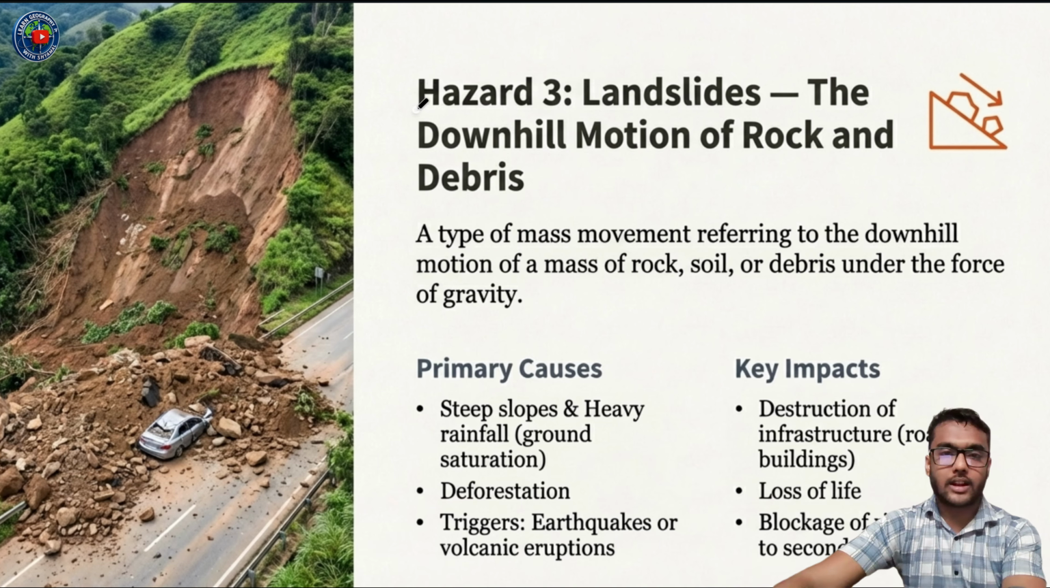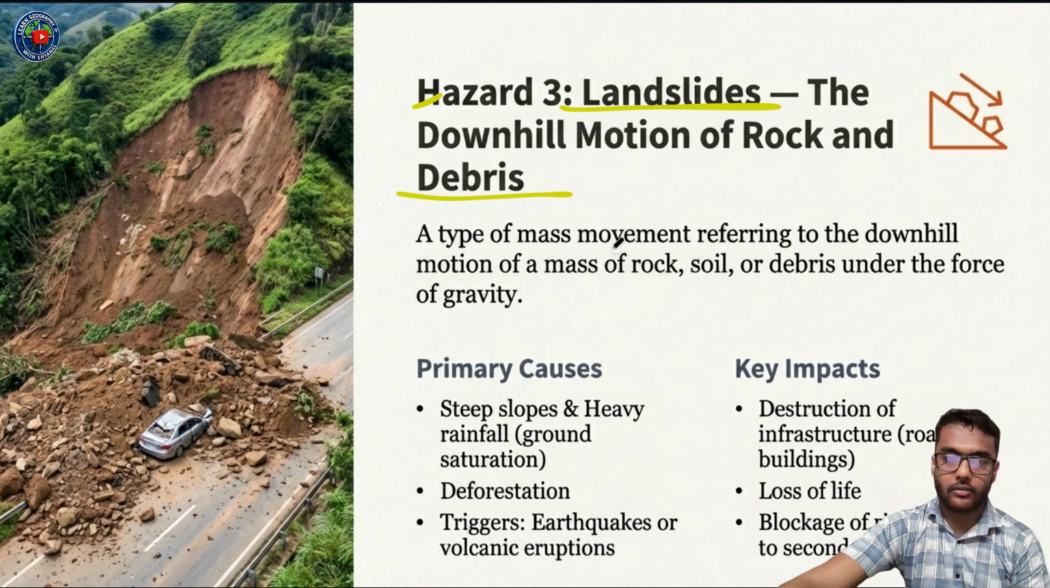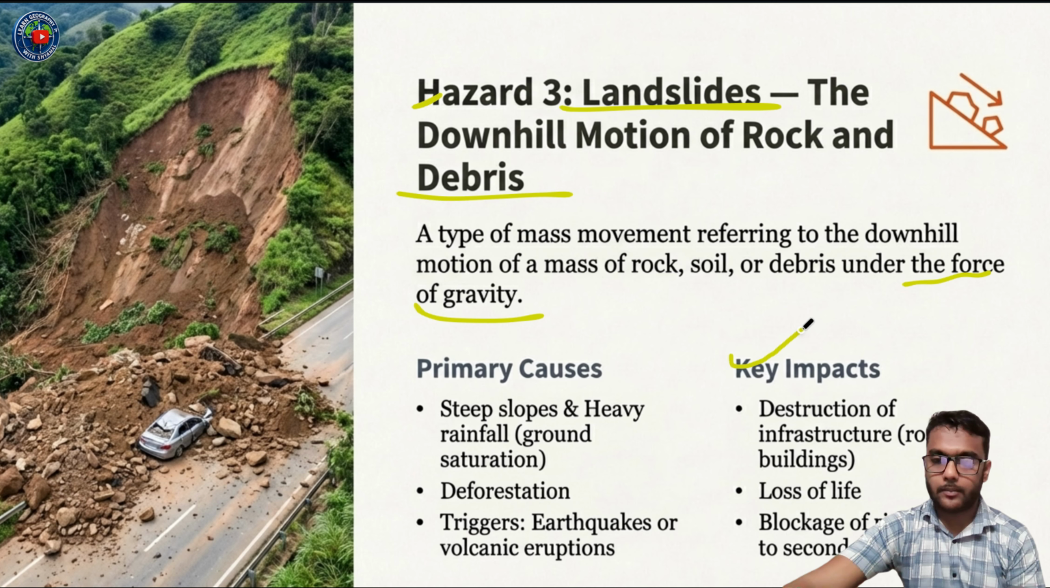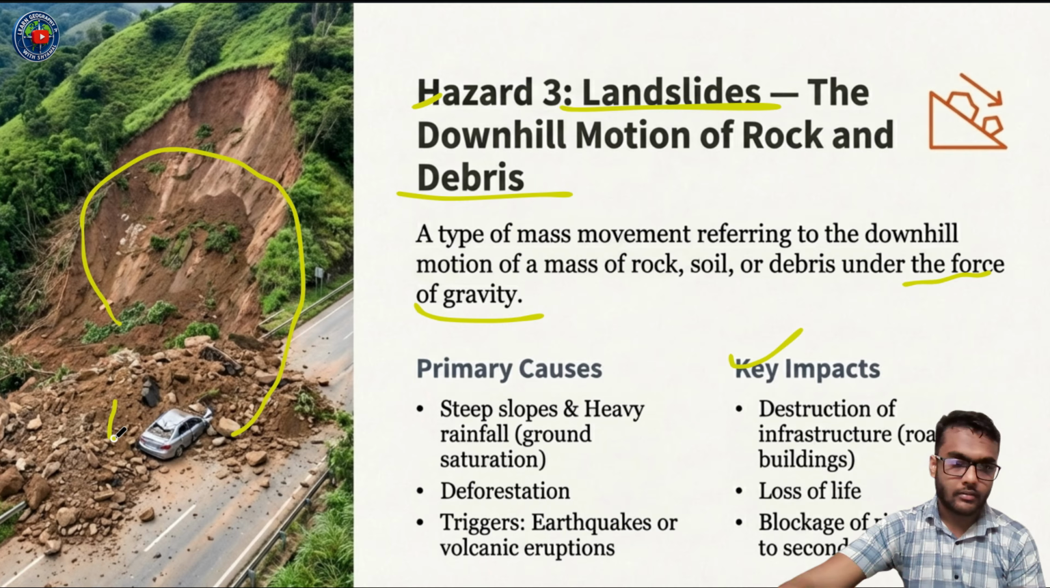Next, coming to the third hazard, that is landslides, the downhill motion of rock and debris. A landslide is a type of mass movement referring to the downhill motion of a mass of rock, soil, and debris under the force of gravity. Primary causes are steep slopes, heavy rainfall, ground saturation, and deforestation, and triggers are earthquakes and volcanic eruptions. Key impacts of landslides are destruction of infrastructure, roads, and buildings, loss of life, and blockage of rivers leading to secondary flooding. This is an example image of landslides.